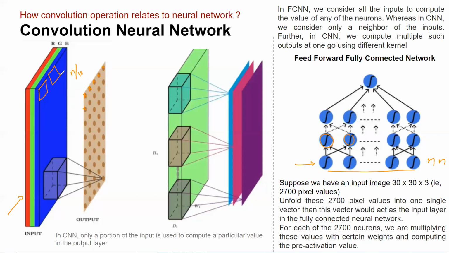Yes, it's absolutely clear that for every neuron in the hidden layer, all the 2700 are being used, but in CNN only a small set is used, based on the kernel size. Correct. Okay, yes, it's clear.